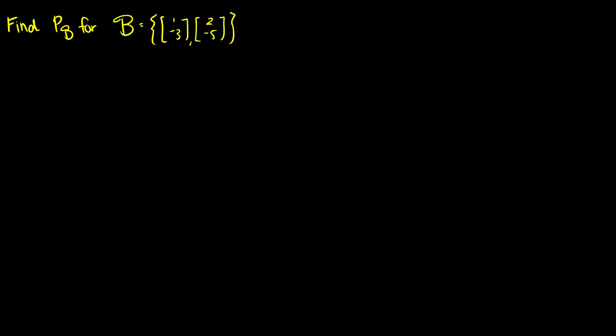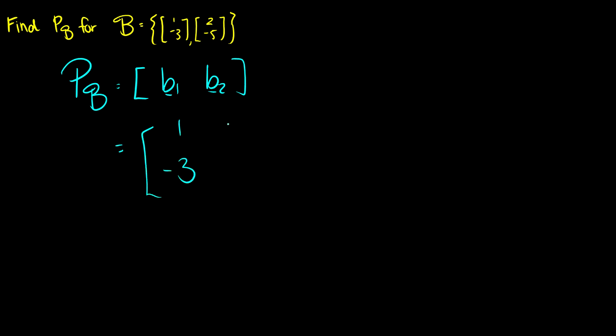Okay, so let's find the change of coordinates matrix for this basis. Well, the definition is just the matrix containing b1 all the way up to bn. There's only two vectors here, so this is the matrix containing b1 and b2, and very straightforward: 1, -3, 2, -5. Of course, we could also call it 2, -5, 1, -3 if we switch the order of b1 and b2, but just to be specific, we would call this first one b1 and the second one b2. Okay, so that's it for change of coordinates.